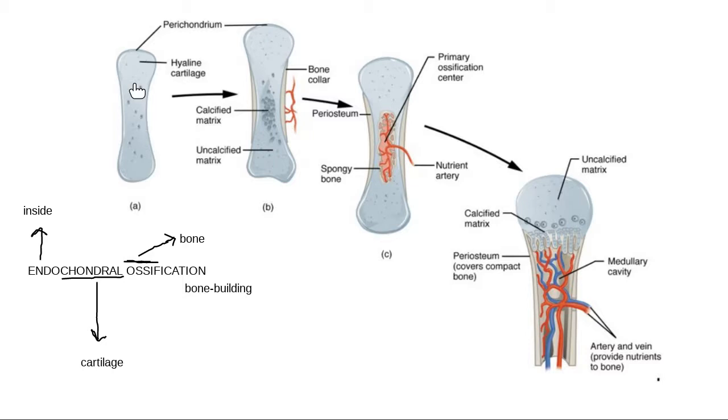As that cartilage model gets a little bit bigger, as a fetus is developing, the first thing that's going to happen to those hyaline models is it's going to build something called a bone collar. So a bone collar is a little stretch of bone that we see all the way around this central part of the bone. It wraps around it entirely, a thin layer of bone.